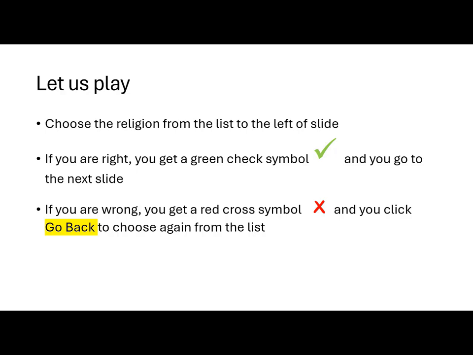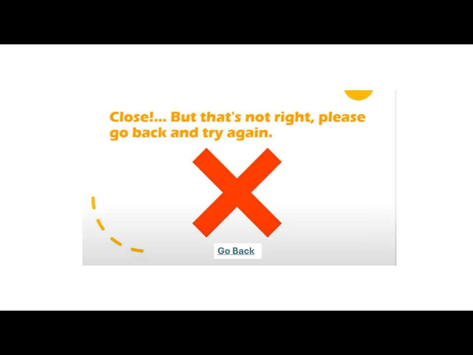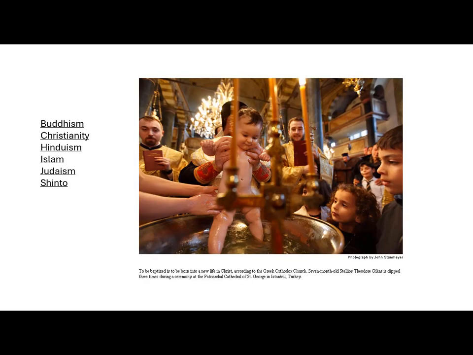If you get it right, you get a green check symbol, and then you go to the next slide. But if you are wrong, you get a red cross symbol, and you click go back to choose again from the list. These are the 2 slides, one for the correct answer and one for the wrong answer. Here we start the quiz with this photograph.